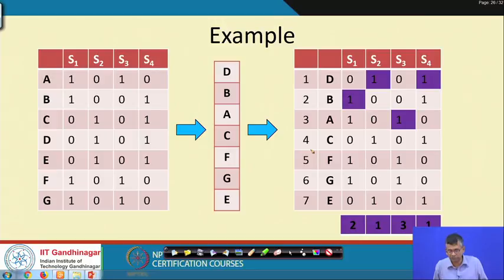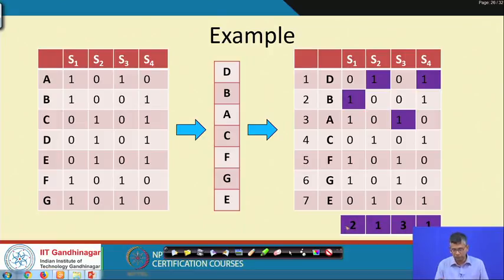So, what are the sketches of S1, S2, S3 according to this permutation? Again you reorder the rows according to this permutation and then go to the column of S1. You see according to this order which is the first row that contains a 1 in this column, and that is row number 2 corresponding to B.